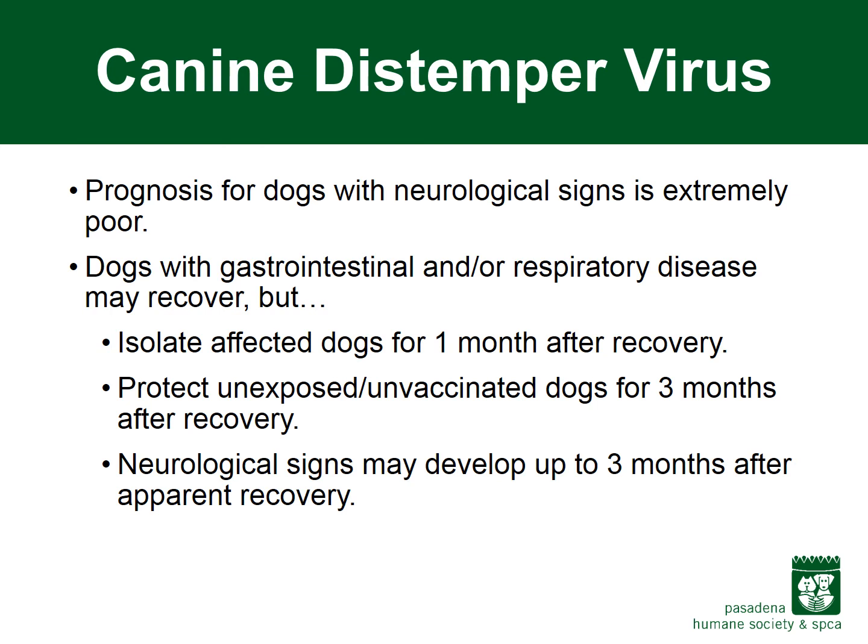So the prognosis for dogs with distemper with neurological signs is extremely poor. Dogs with GI and or respiratory disease may recover, but they need to be isolated for a month after they recover. We need to protect unexposed or unvaccinated dogs for 3 months after recovery. And neurological signs may develop up to 3 months after they've apparently already recovered. So you can see that distemper is also another really nasty virus that we don't want to see here at the shelter.